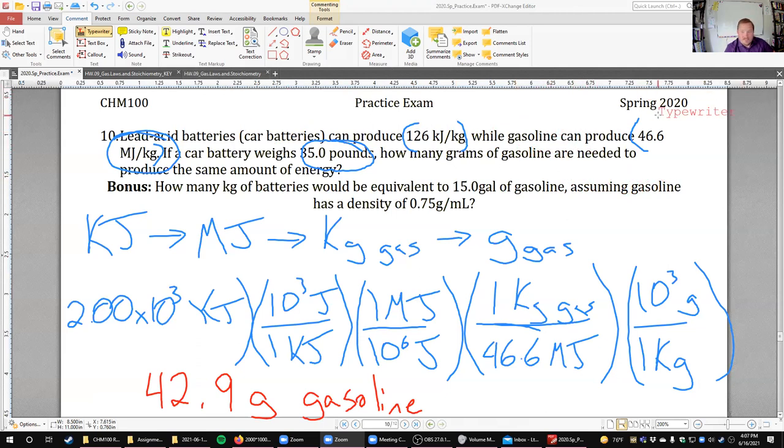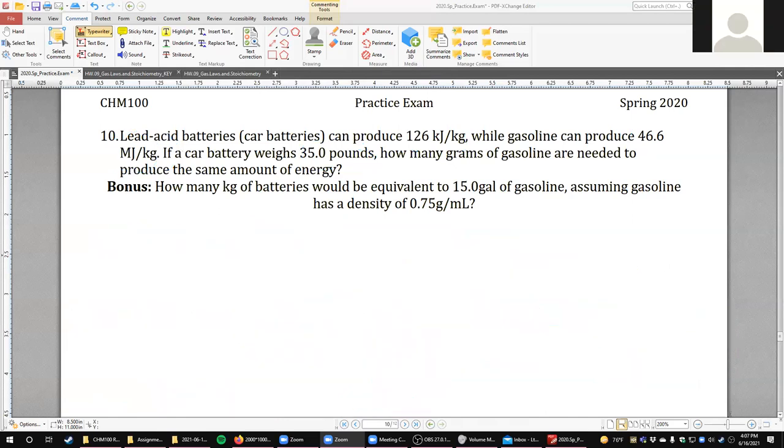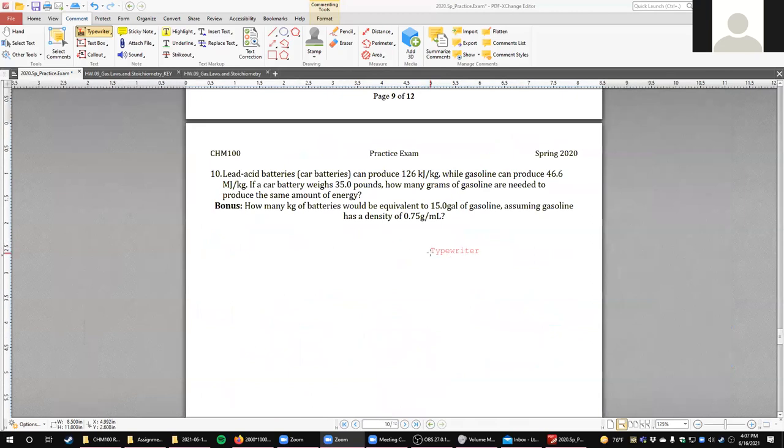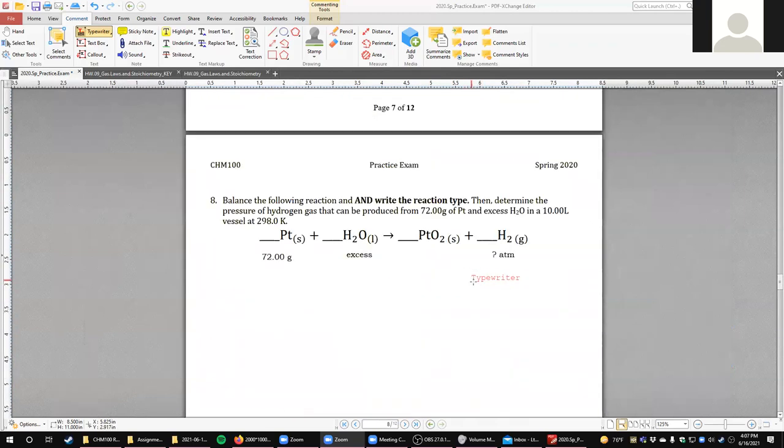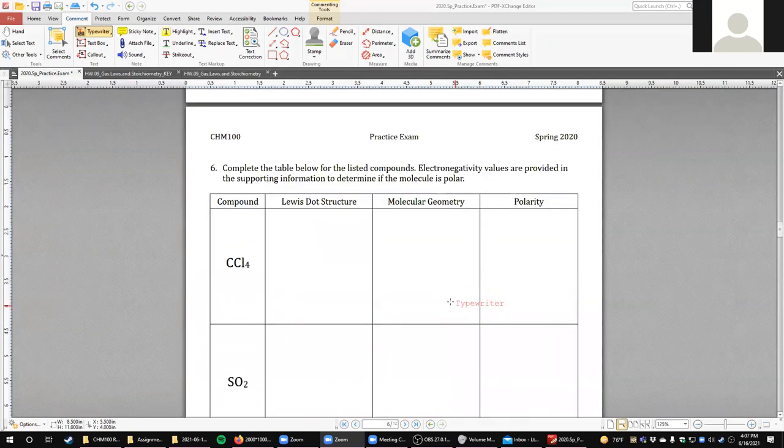How are we feeling about this practice test now? Good. I just want to go over one more. The last one on the conversion sheet, I think on page 5, I think I know how to do it. I just want to make sure.